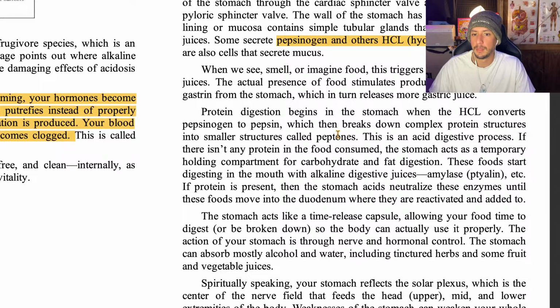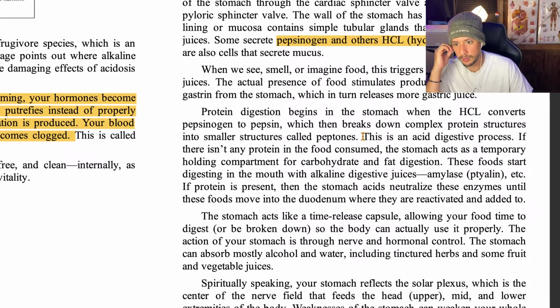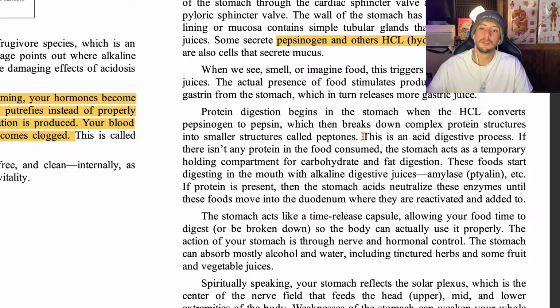All right, so protein digestion begins in the stomach when the HCl converts pepsinogen to pepsin, which then breaks down complex protein structures into smaller structures called peptones. So we're getting a lot of pep, real peppy digestion, these proteins. This is an acidic digestive process. If there isn't any protein in the food consumed, the stomach acts as a temporary holding compartment for carbohydrate and fat digestion.